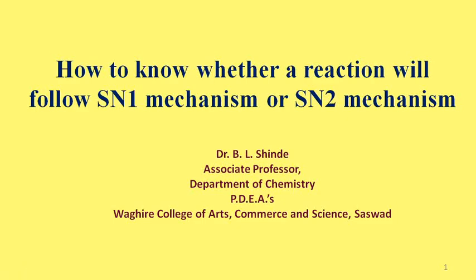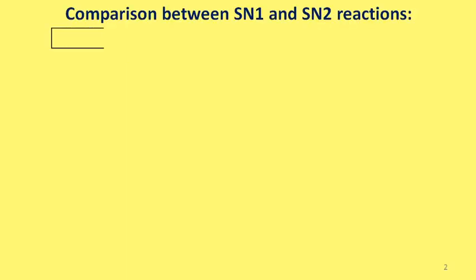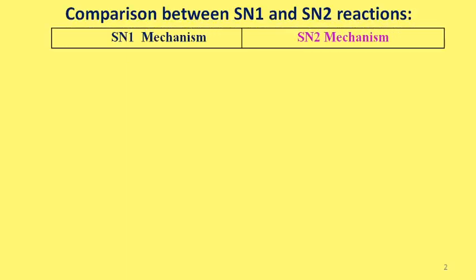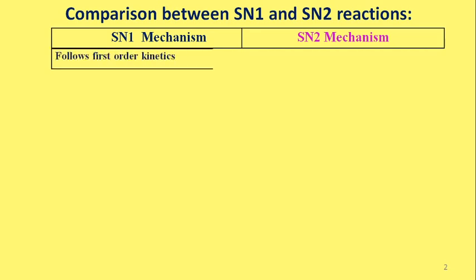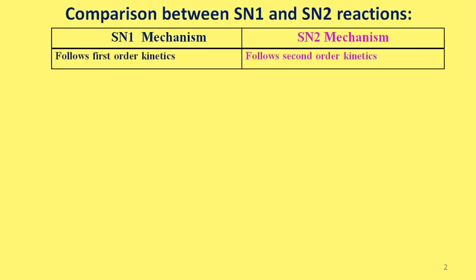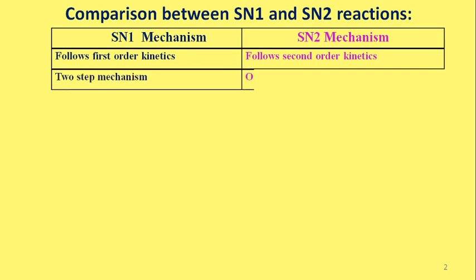Hello dear students, in this video you will learn how to know whether a given reaction will follow the SN1 mechanism or the SN2 mechanism. First we can see a comparison between SN1 and SN2 reactions. The SN1 mechanism follows first order kinetics, while the SN2 mechanism follows second order kinetics.